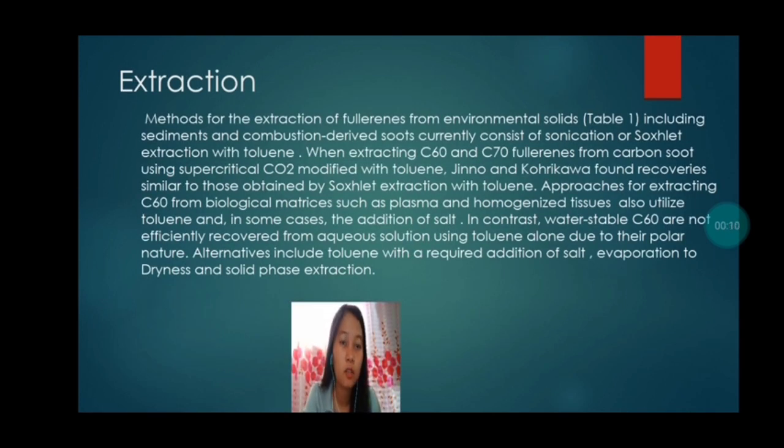Extraction. Methods for the extraction of fluorines from environmental solids, including sediments and combustion-derived soots, currently consist of sonication or Soxhlet extraction with toluene, when extracting C60 and C70 fluorines from carbon soot using supercritical CO2 modified with toluene. In contrast, water-stable C60 is not efficiently recovered from aqueous solution using toluene alone due to its polar nature. Alternatives include toluene with the addition of salt, evaporation to dryness, and solid phase extraction.